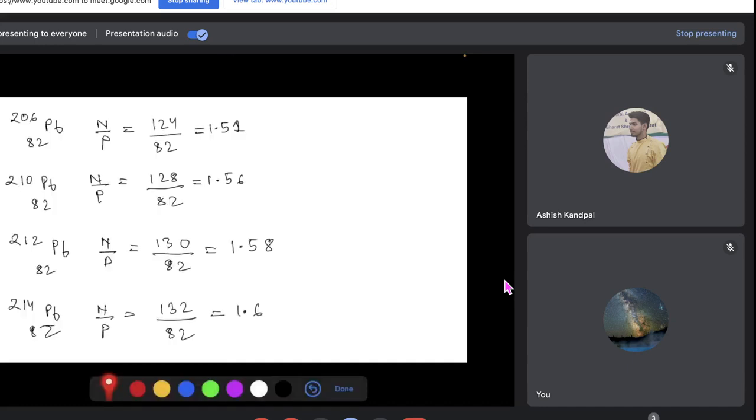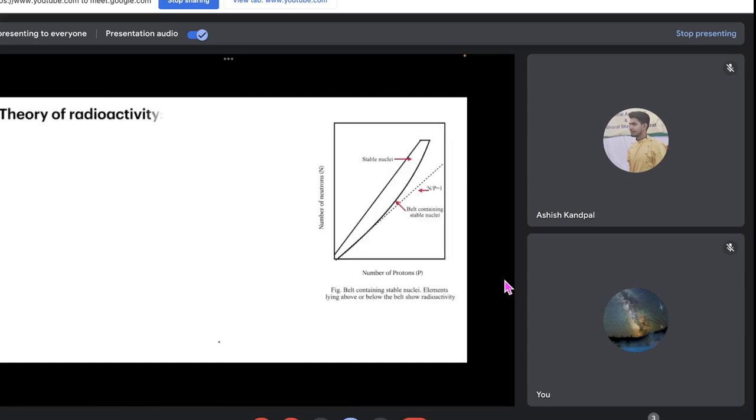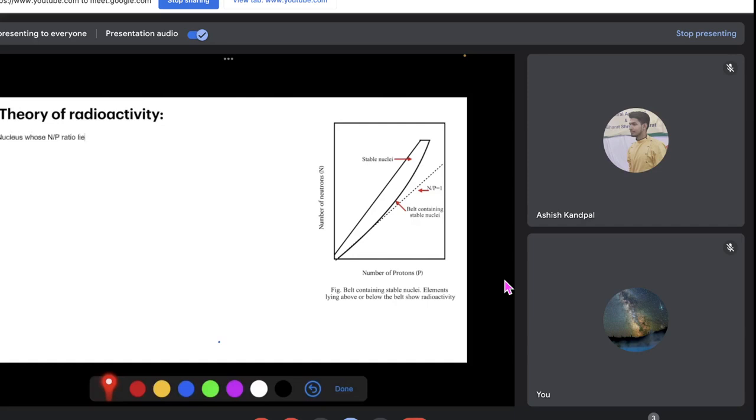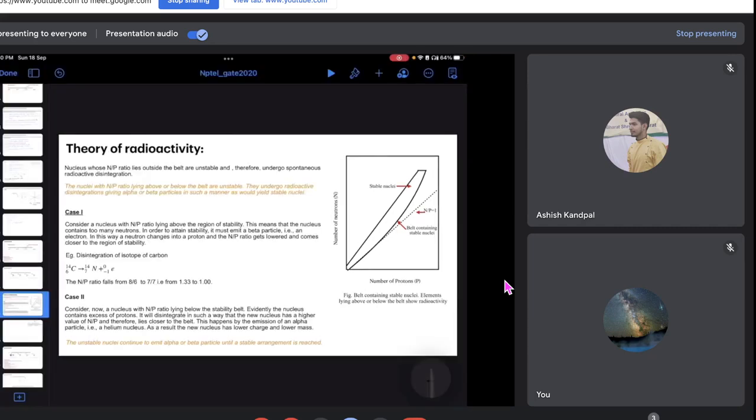So the unstable nuclei continue to emit alpha or beta particles until a stable arrangement is reached.